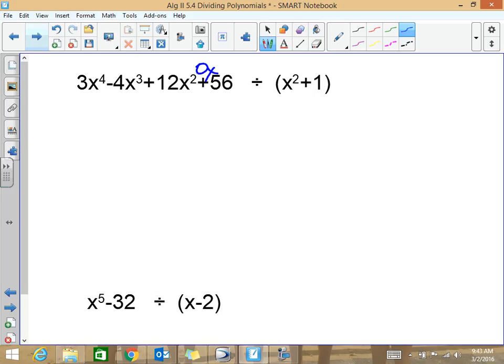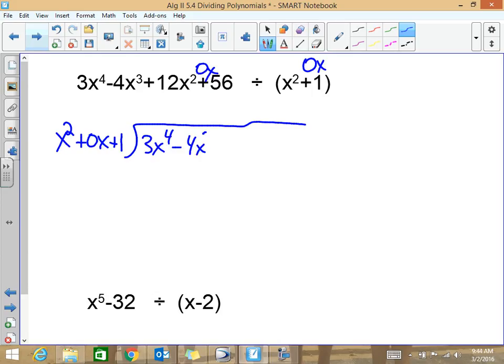Same thing over here, on x squared plus 1, are we missing a term? X to the 2nd, do we have an x to the 1st? No, so we're missing it, so we're going to have to add one there also. Okay? So when we set up our problem, we're going to say x squared plus 0x plus 1, I'm sorry, we're dividing 3x to the 4th minus 4x to the 3rd plus 12x squared plus 0x plus 56 by x squared plus 0x plus 1.